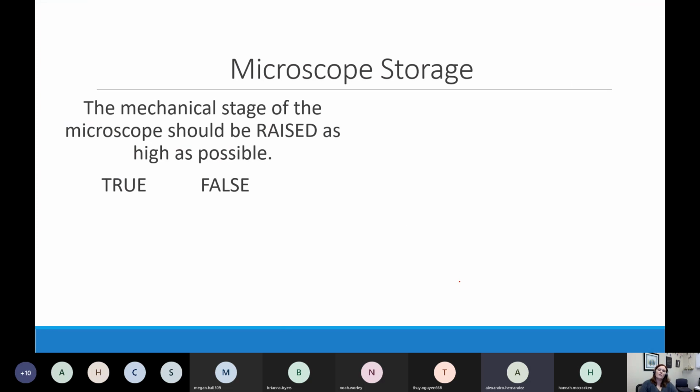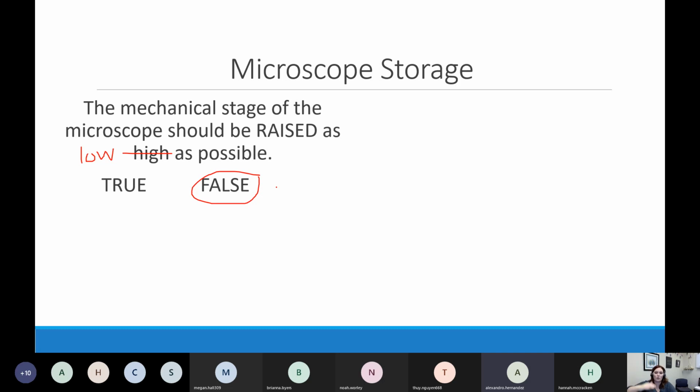All right, so let's assume we are at the end of lab and it's time for us to put away our microscopes. Let's talk about how we would do that. So you've got a bunch of true false statements in your lab packet. I'm going to help you with completing these statements. The first thing we do when we finish looking at our slides is we're going to drop our stage as low as possible. So we want the working distance, the space between the objective and the stage, to be as big as possible so we don't break any slides.